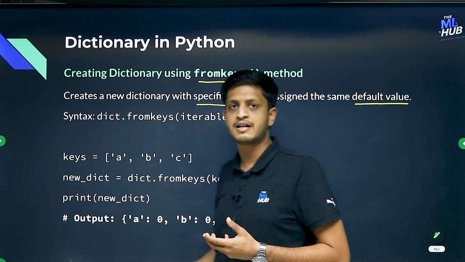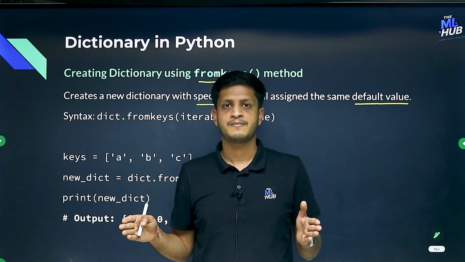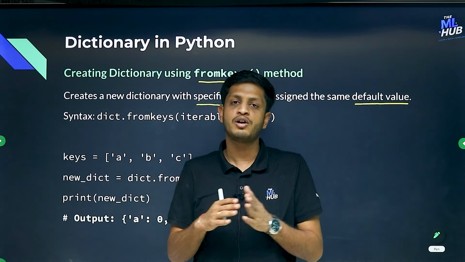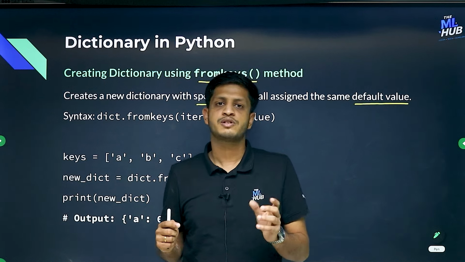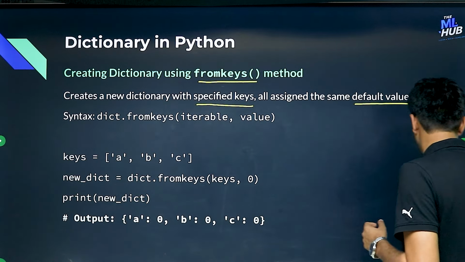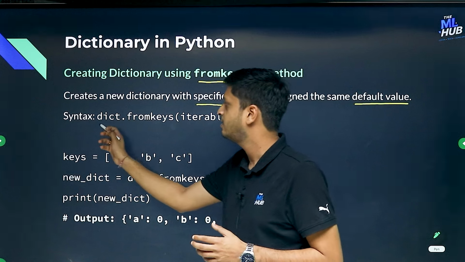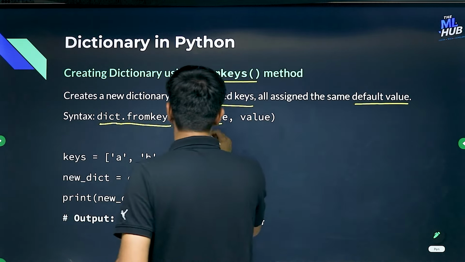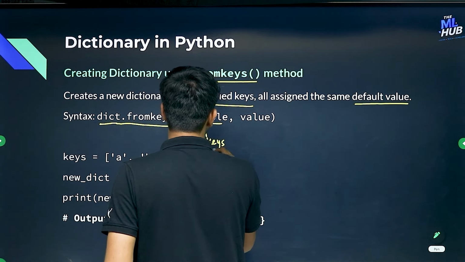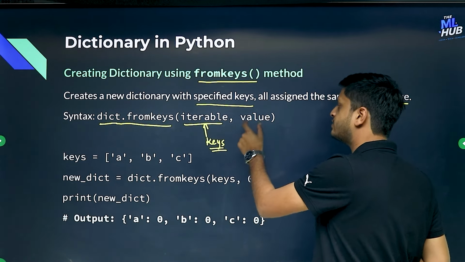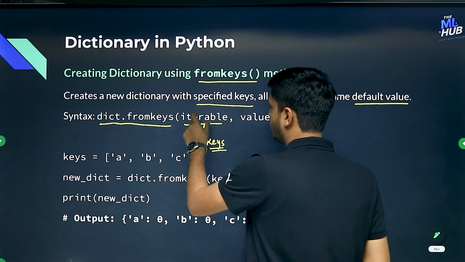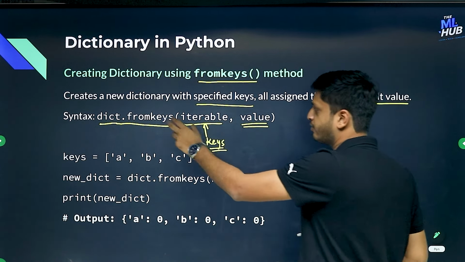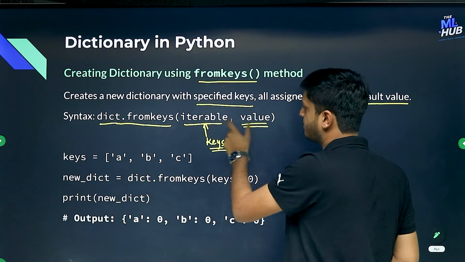So if you have to create a dictionary in Python in which multiple keys are inserted and the value is constant, which means all of them have the same value, then you can do it using the fromkeys method. The syntax is dict.fromkeys, and inside here you have an iterable. This iterable is the iterable of keys. All these keys will be inserted one by one, and all of them will have the same value which you are passing here. So the fromkeys function has 2 arguments. First is an iterable and second is the value.